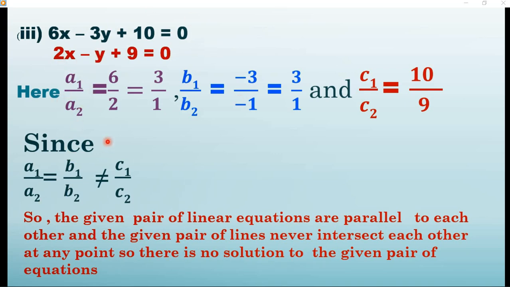Here is the third sum. Now I told you whenever A1 upon A2 and B1 upon B2 are equal, you have to find the ratio C1 upon C2 to come to a conclusion. Here A1 upon A2 is equal to B1 upon B2, but it is not equal to C1 upon C2. In the previous example, all three were equal. When it is not equal to C1 upon C2, it means they are parallel lines and they are inconsistent. They never intersect with each other. They have no solution. All this we have even discussed in the previous videos.